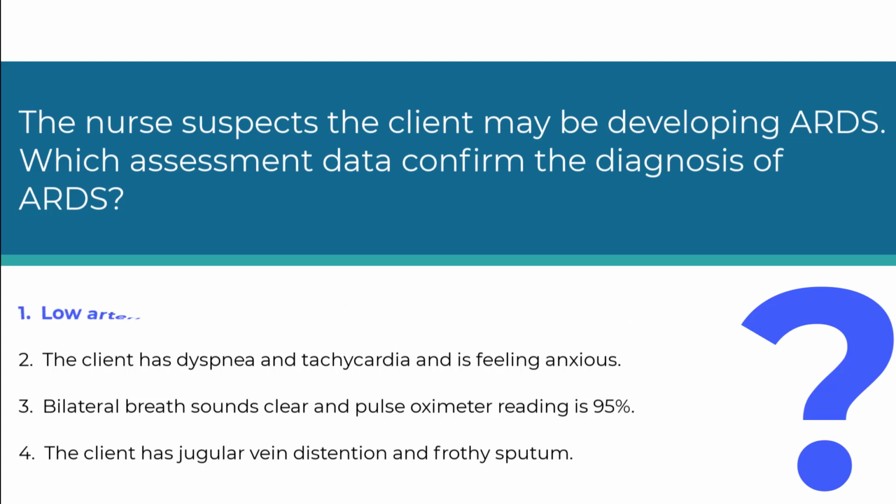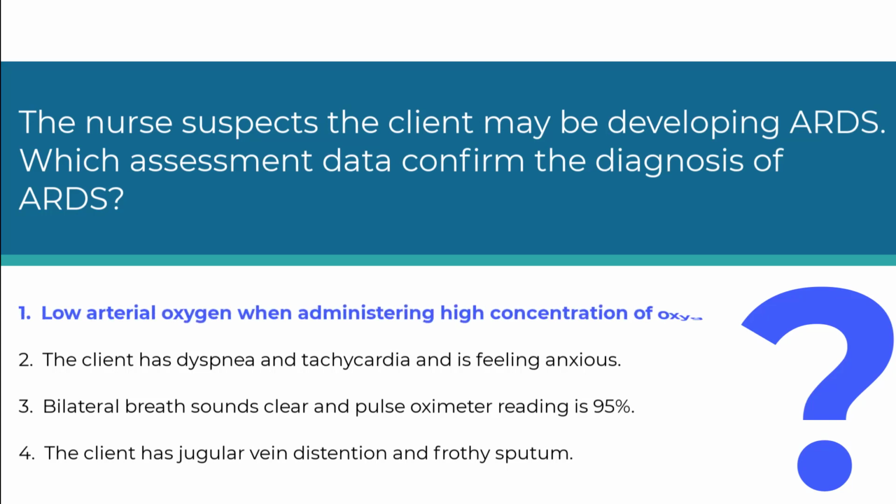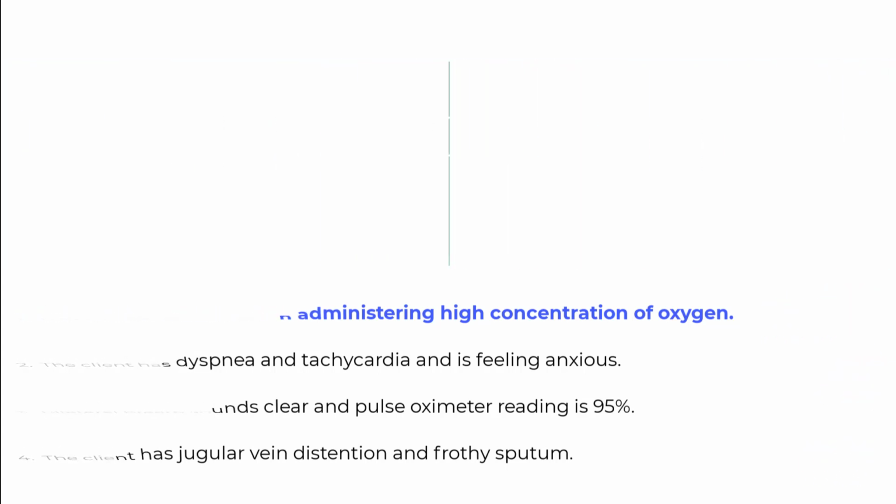A decreased arterial oxygen level while administering high levels of oxygen is a classic sign of ARDS. This happens because the oxygen is unable to cross the alveolar membrane due to a buildup of fluid in the alveoli. You can eliminate the other options by analyzing the data given. Number 2 has general signs and symptoms that could be attributed to any respiratory disorder. Number 3, because this is normal data. And number 4, because jugular vein distension usually occurs with heart problems.